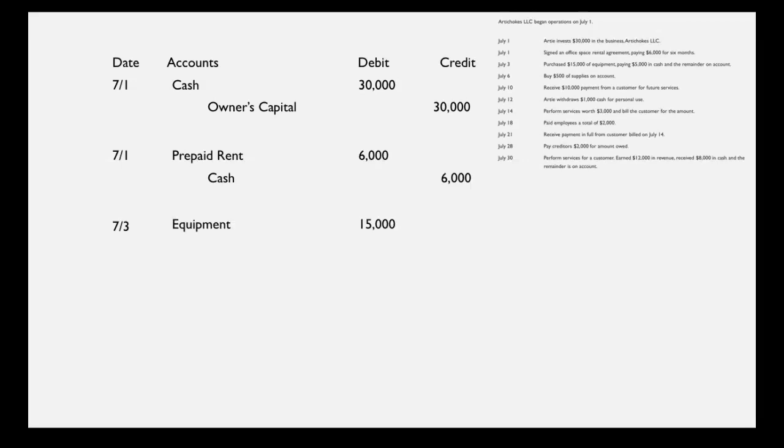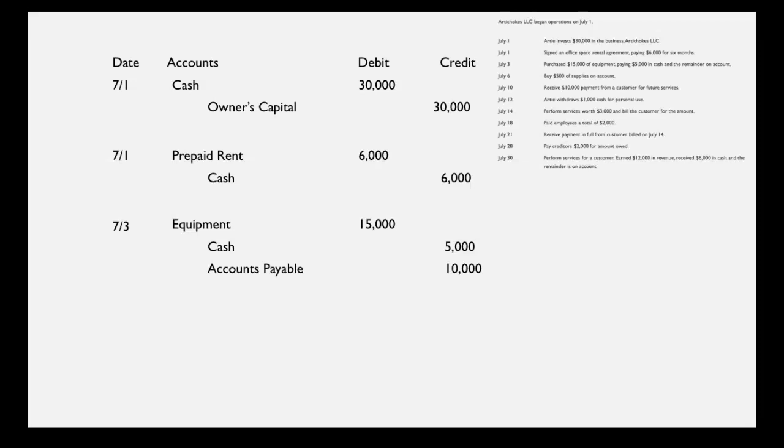First, we're going to debit our equipment because equipment is an asset. And so we're increasing the amount of equipment that we have. And we debit our equipment for the full $15,000 because we want to show that that's the amount of equipment that we got. Then we credit our cash for $5,000 to show that our cash has decreased by $5,000.